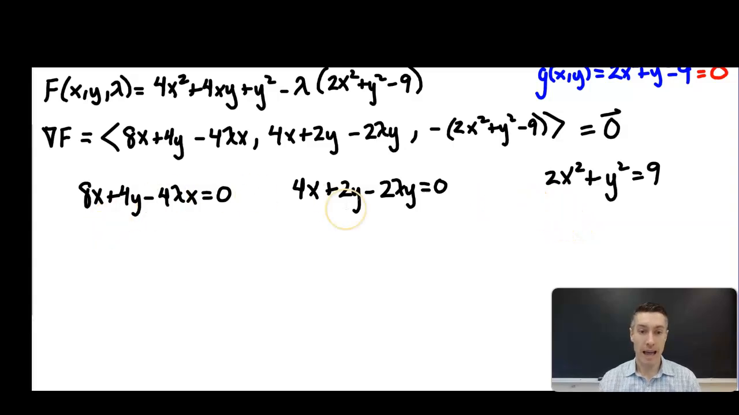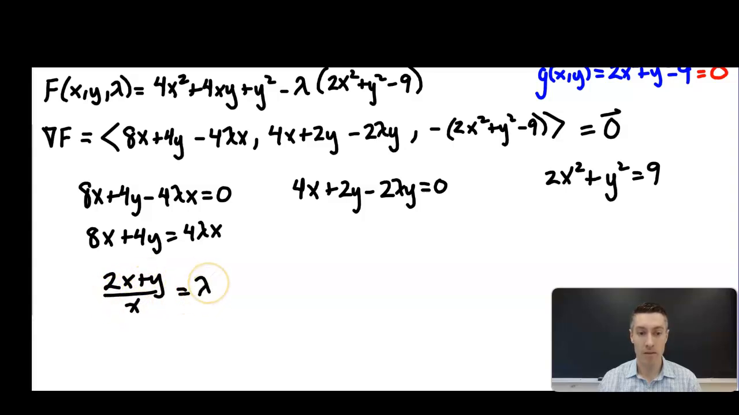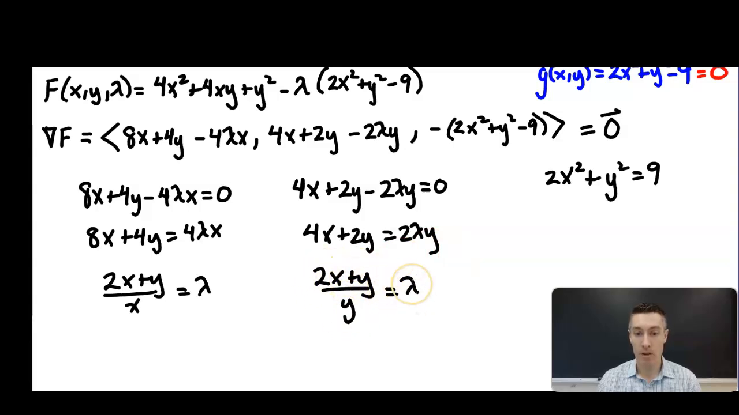Okay, so looking at our first 2 equations, it doesn't look easy. So again, let's try to solve for lambda. So 8x plus 4y equals 4 lambda x. So that's going to be (2x plus y) over x equals lambda. And then we have 4x plus 2y equals 2 lambda y. So (2x plus y) over y equals lambda.